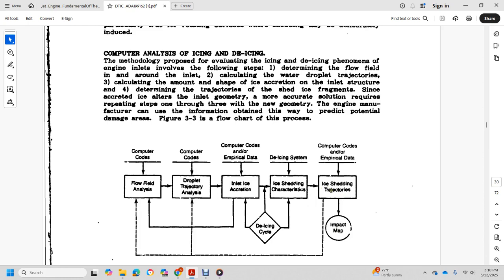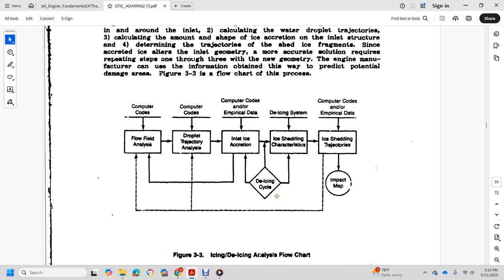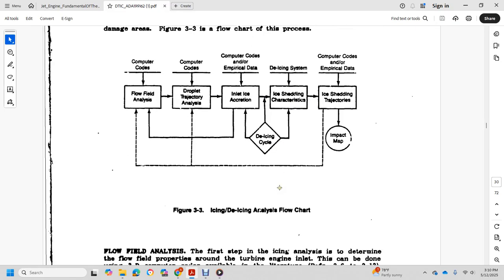From ice shedding trajectories, it goes back to drop trajectory analysis and flow field analysis. Flow field analysis, computer codes, and empirical data go to inlet air ice accretion, then back to flow field analysis and droplet trajectory analysis. Inlet icing and the de-icing cycle go from the inlet icing cycle in between the de-icing system and the computer and empirical data and the ice shedding characteristics. That's Figure 3.3, the icing, de-icing analysis flow chart.